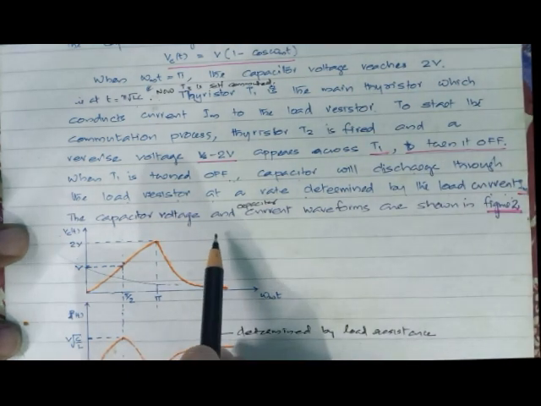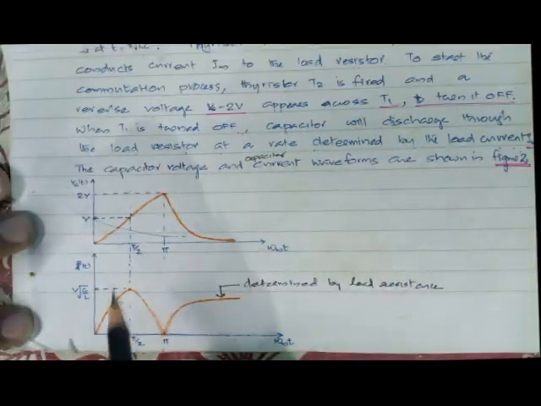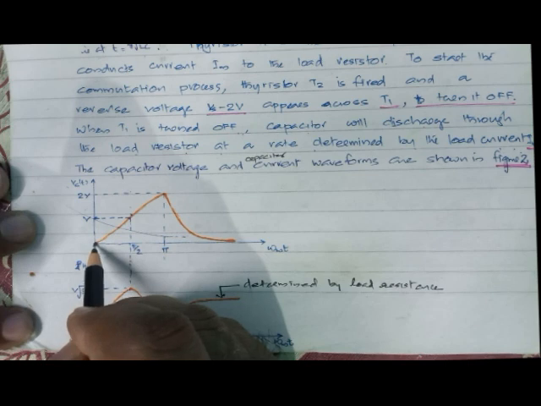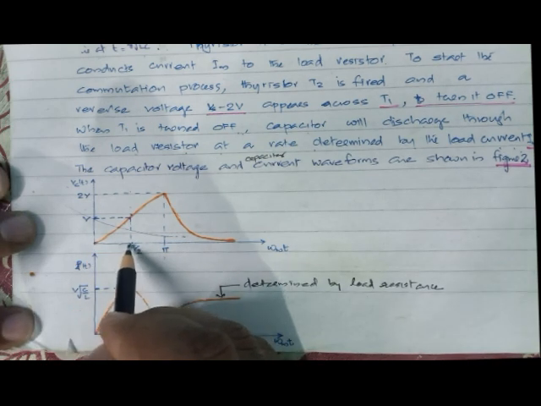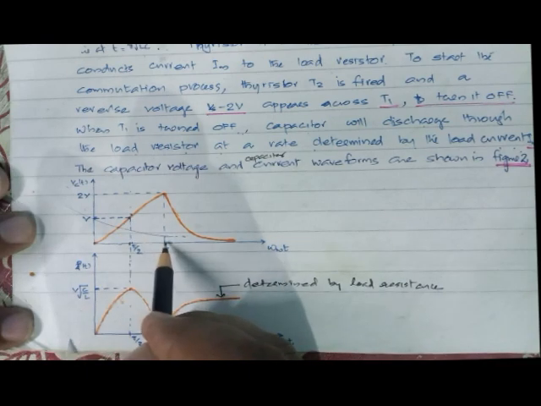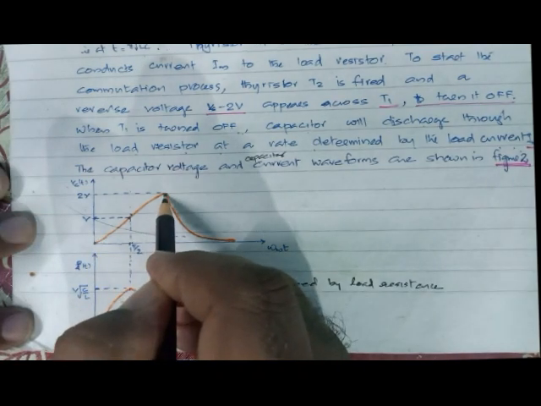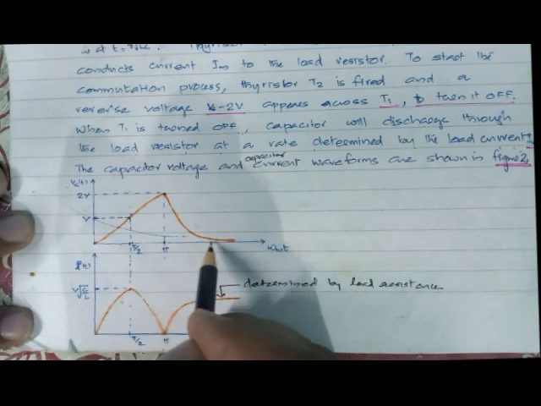The capacitor voltage and capacitor current waveforms are shown in this figure. We can see that the capacitor voltage starts from 0, and when omega mt becomes pi by 2, it becomes V, and when omega mt becomes pi, it becomes 2V. The capacitor is fully charged. When T2 is fired, the capacitor discharges in this way.